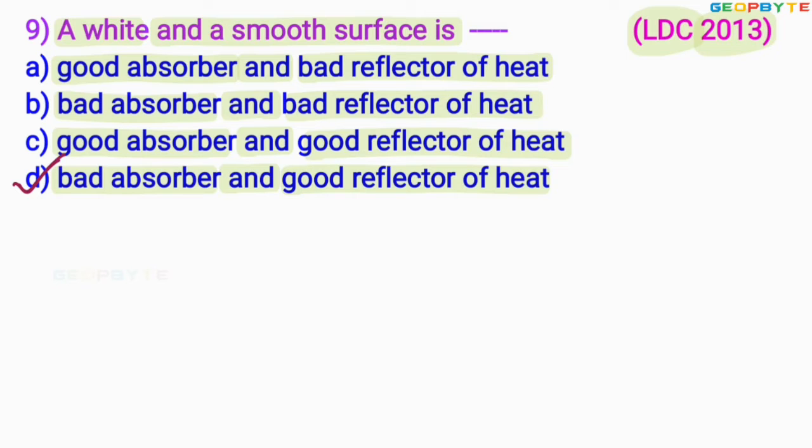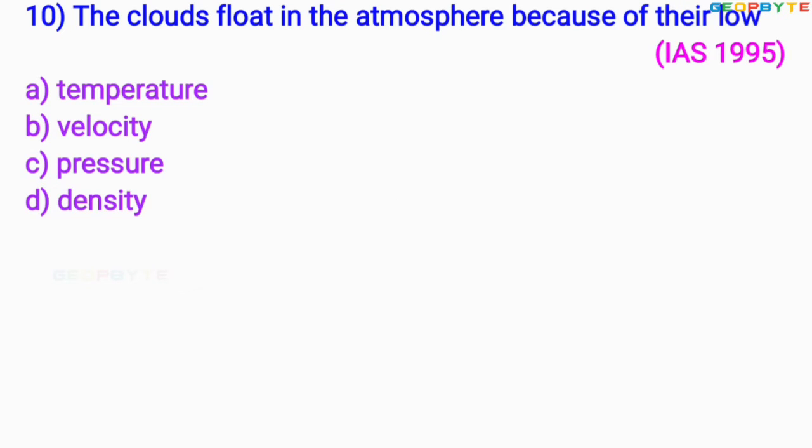Dear friends, remember, a smooth and white surface always is coming under a good reflector and bad absorber. The best example is mirror. Anyhow, option D is absolutely correct. Let us move to the 10th one. Look at the 10th one given in 1995 for IAS. Like this.